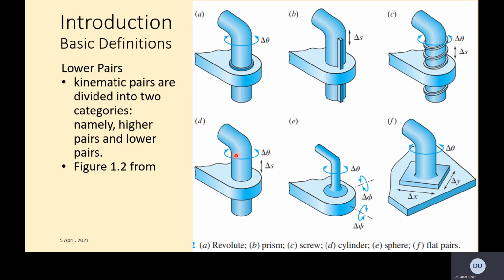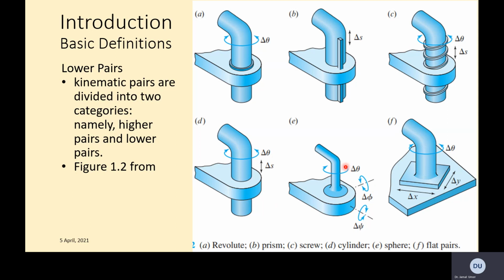D part is called the cylinder pair. Now it is more than that actually. You have independent movement in a revolution. You can rotate it, but at the same time it has a linear up and down movement as well. Just imagine, it has 2 degrees of freedom, so delta theta and delta S are required.